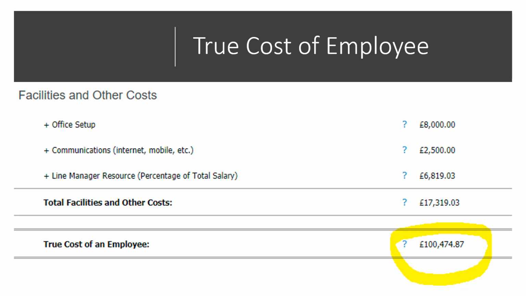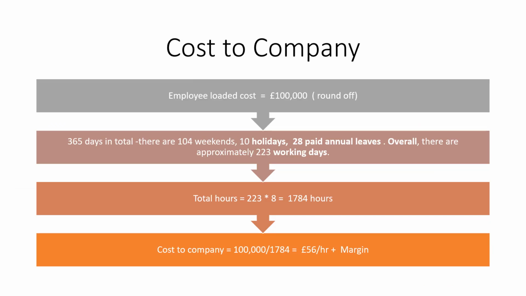Then we have something called facilities. So for example, office setup, different communication channels which we are using, internet, mobile and all. So all this comes to around 100k. So basically the average total cost for an employee is between 1.25 to 2 times the employee base salary. This is the standard across the industry. Let's try to find the cost to company.